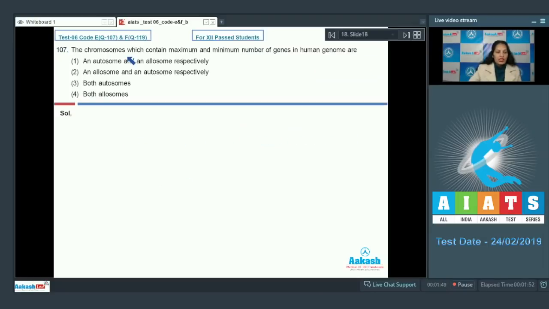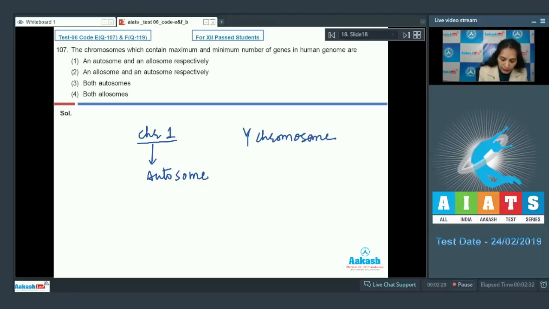Question number 107. The chromosomes which contain maximum and minimum number of genes in human genome are: first option an autosome and an allosome respectively, second an allosome and an autosome respectively, third both autosomes, fourth both allosomes. The chromosome which contains the maximum number of genes in humans is chromosome number 1, and chromosome number 1 is an autosome.